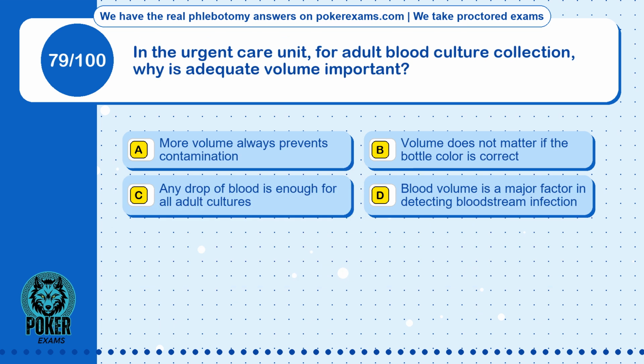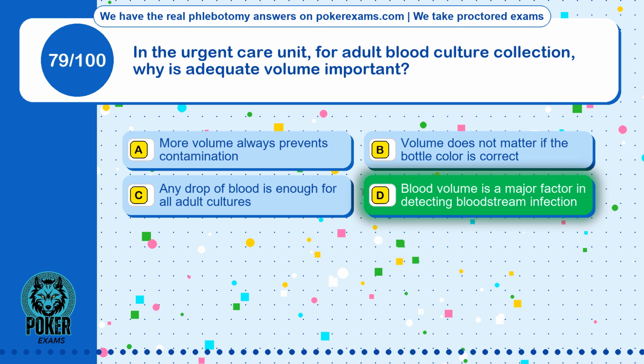Question 79. In the urgent care unit, for adult blood culture collection, why is adequate volume important? Option A. More volume always prevents contamination. Option B. Volume does not matter if the bottle color is correct. Option C. Any drop of blood is enough for all adult cultures. Option D. Blood volume is a major factor in detecting bloodstream infection.